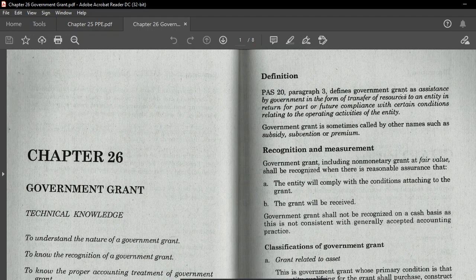Government grant. This is under PAS 20, or Philippine Accounting Standards number 20, and it defines government grant as assistance by government in the form of transfer of resources to an entity. So there should be a transfer of resources in return for past or future compliance. Pasabot, conditional ni siya with certain conditions relating to the operating activities of the entity.